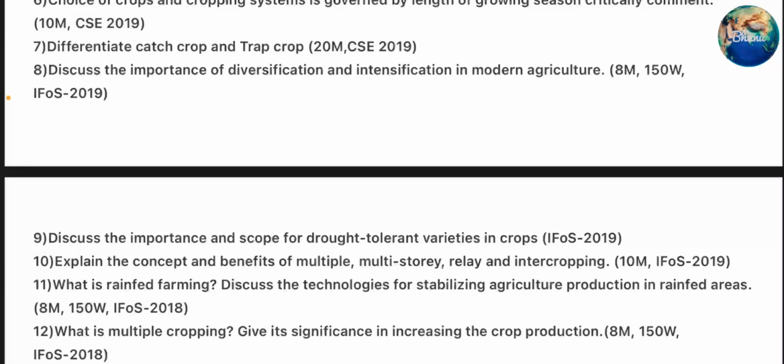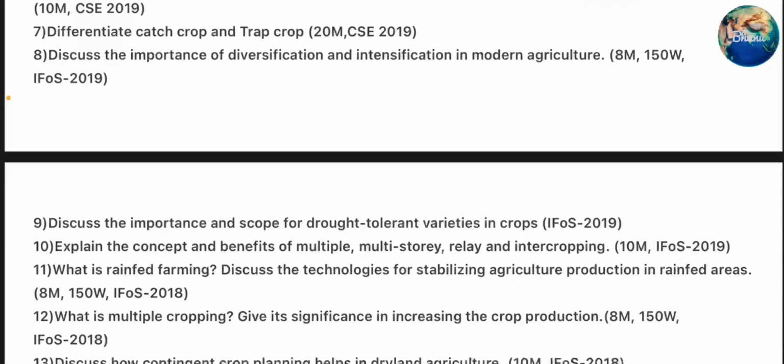Question 8. Discuss the importance of diversification and intensification in modern agriculture. Question 9. Discuss the importance and scope for drought-tolerant varieties in crops. Question 10. Explain the concept and benefits of multi-story relay and intercropping. Question 11. What is rain-fed farming? Discuss the technologies for stabilizing agriculture production in rain-fed areas.